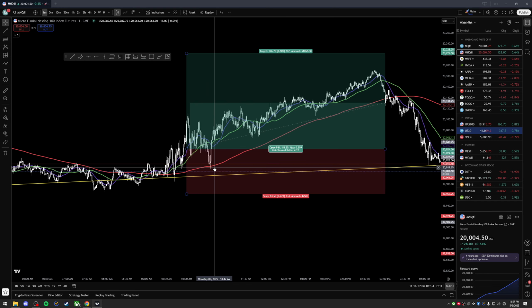Look at where that tested. Look at that, bro. That's crazy. So there's double support there. So I took that as an opportunity. I entered from here. I added another position somewhere here, not quite down here, but somewhere here.